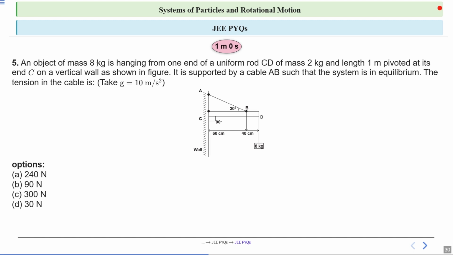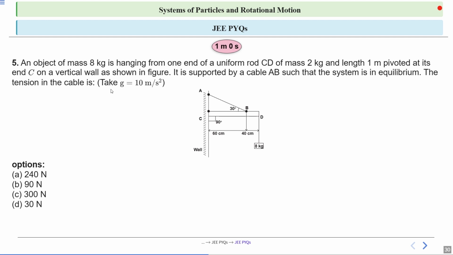An object of mass 8 kg is hanging from one end of a uniform rod CD. So CD is a uniform rod of mass 2 kg and length 1 meter, pivoted at its end C on a vertical wall as shown in the figure. This is the wall. It is supported by a cable AB. This is the cable such that the system is in equilibrium. The tension in the cable is what?